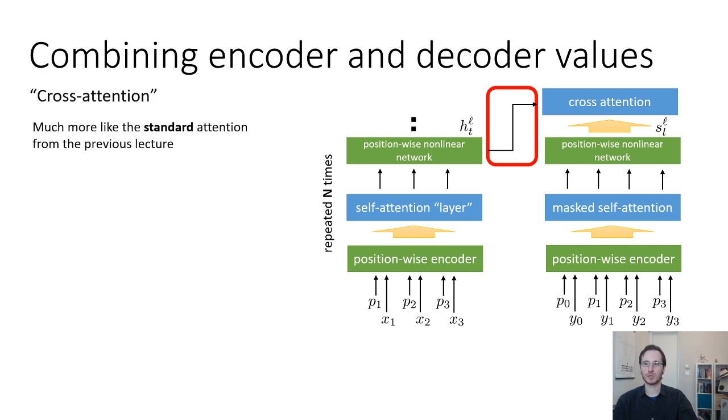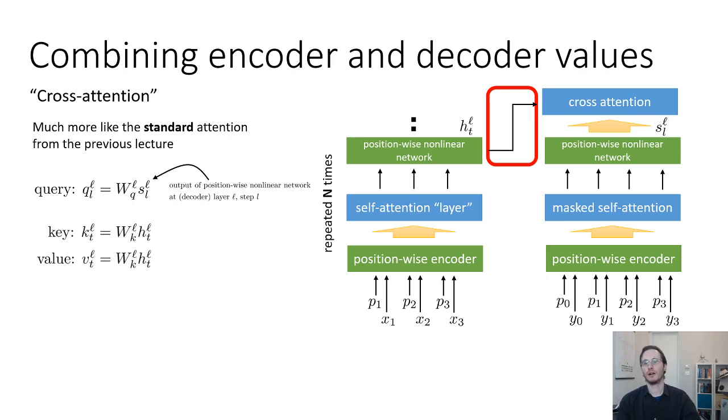So cross-attention is much like the standard attention from the previous lecture. We have a query which we compute by applying some matrix W_Q^ℓ to the state. So the state here is the output of the position-wise nonlinear network at the decoder layer ℓ, step L. These are two different L's, script L and normal L.